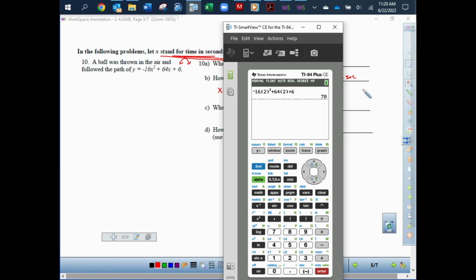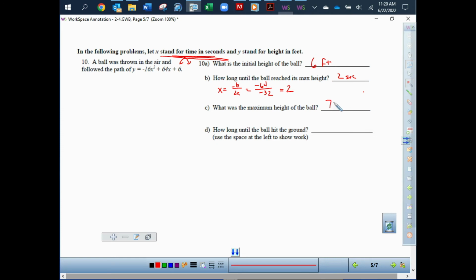And 70 is what I got. So 70 feet is the max height of that ball. How long until the ball hit the ground? Well, we've got all kinds of ways to solve this quadratic. That's when we're going to let 0 equal this guy.